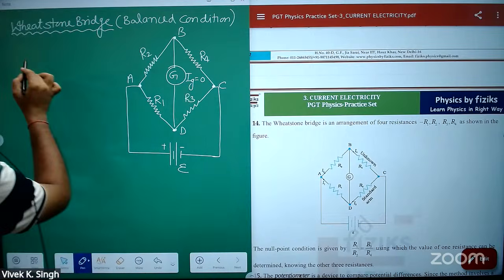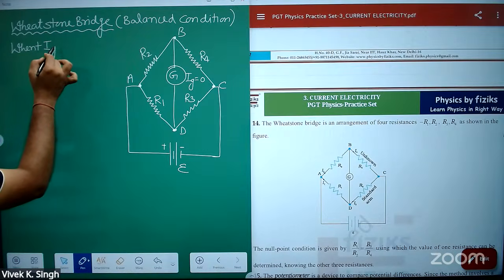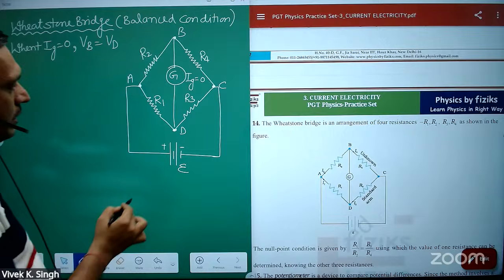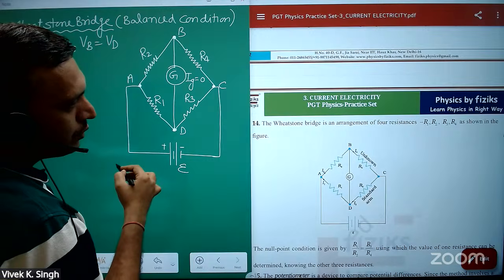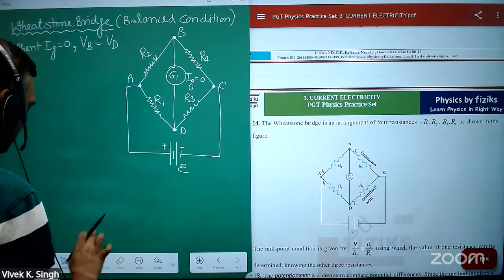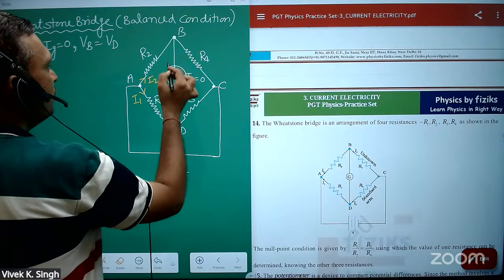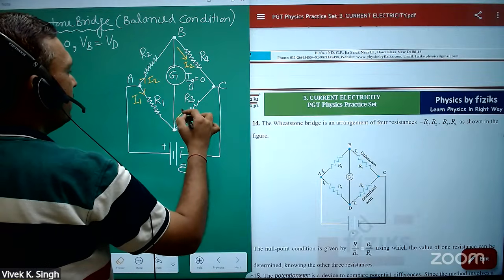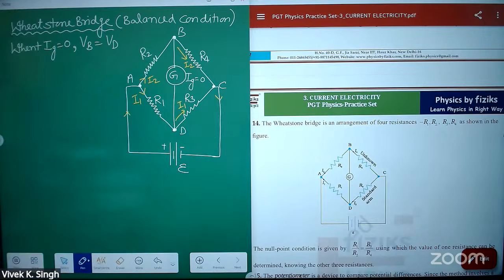So when Ig is 0, the potential of B is equal to the potential at D. These two terminals are at the same potential. So what will happen? Let's see, if this current is I1, this current is I2, because no current will flow here. So this current will also be I2 and this current will be I1. In this way, current will flow.